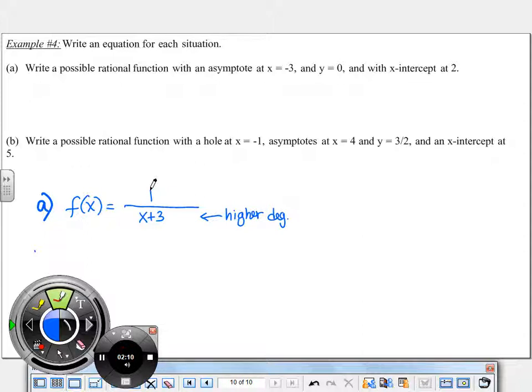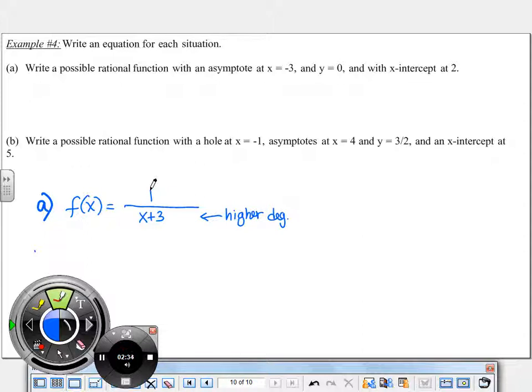But then there was another piece of information, that it had an x-intercept at 2. How did we figure out x-intercepts? How did you figure out x-intercepts for your function? Look back. These are the things you have to know. How do we find these? Yeah, Chris. Oh, sorry.